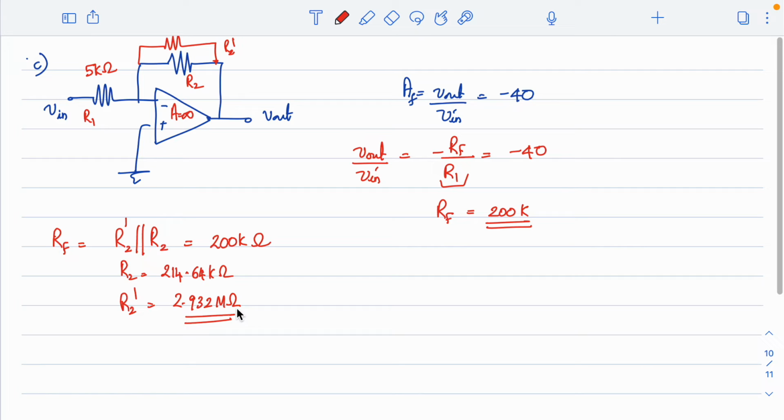So if I want to get the same gain with the same input impedance as the previous circuit, the modification required is that I should add a resistance in parallel to the existing R2, which is 214.6k, such that the parallel combination will give you a resistance of 200k, so that you will get a closed loop gain of minus 40. And for that, I should add an additional resistance having a value of 2.932 mega ohm. Is that clear? Any questions on that? If you have questions, please write it in the chat.